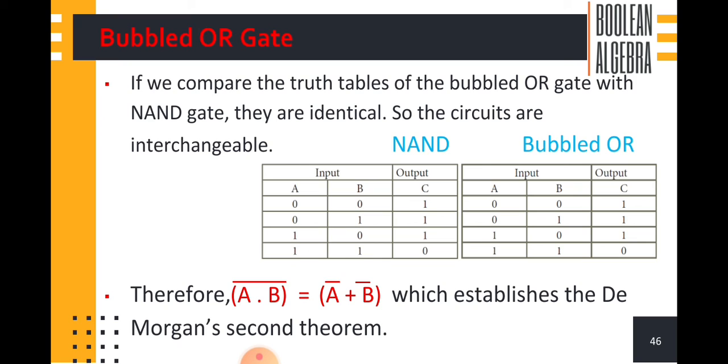Therefore, A dot B the whole bar is equal to A bar plus B bar, which establishes De Morgan's second theorem. Last class we discussed De Morgan's first theorem. What is De Morgan's first theorem? A plus B the whole bar equals A bar into B bar. Now in this class we proved De Morgan's second theorem, that is, A dot B the whole bar equals A bar plus B bar. So these circuits, NAND and coupled OR, are used to show De Morgan's second theorem. Is it clear?